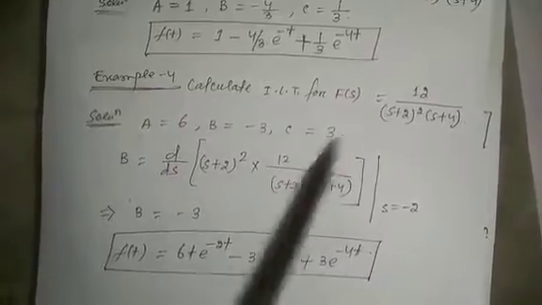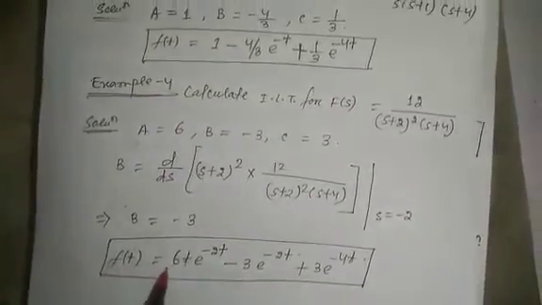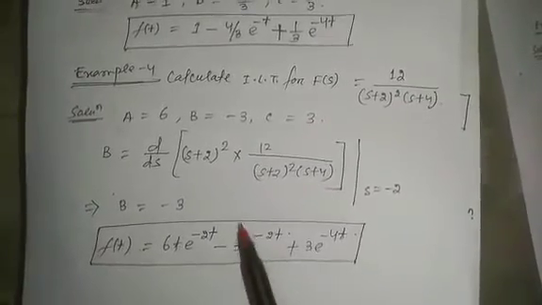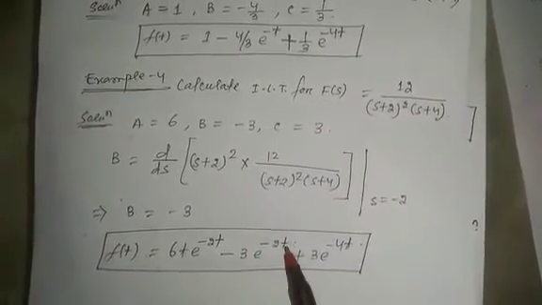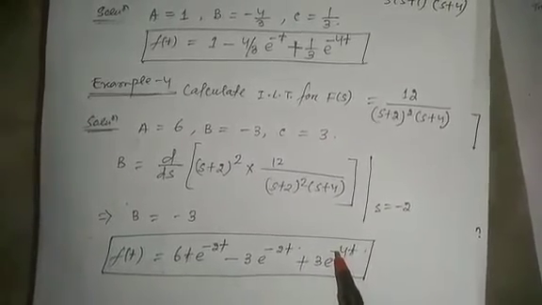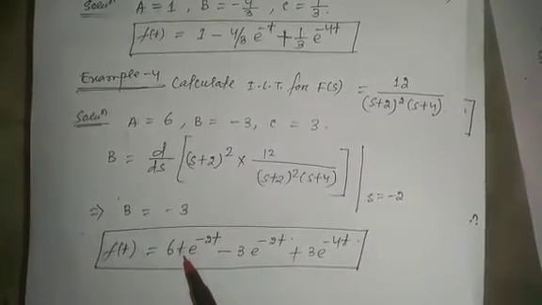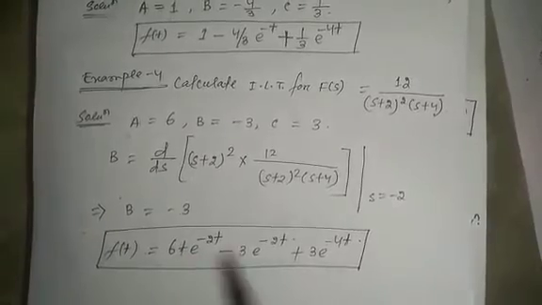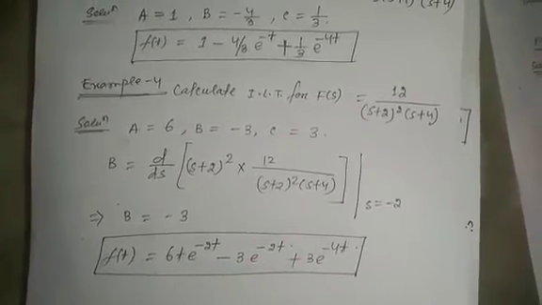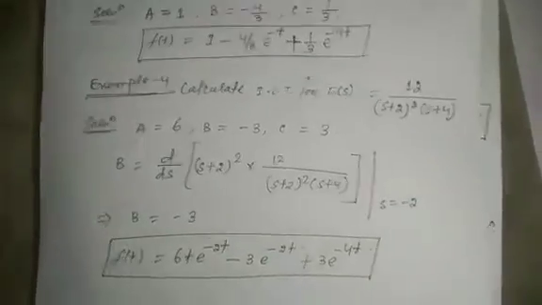You check it. A, B, C is equal to 6, minus 3 and 3. Then if you calculate the inverse Laplace transform, f of t is equal to 6t e to the power minus 2t minus 3 e to the power minus 2t plus 3 e to the power minus 4t. Here t is present because in the denominator a square term is present. Okay, you just check whether the final answer is this one or not. Okay, thank you. We will continue in the next class.